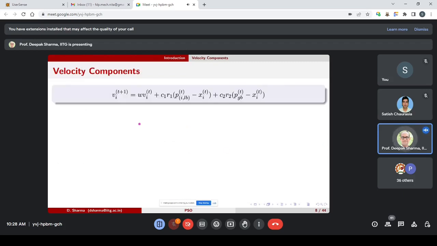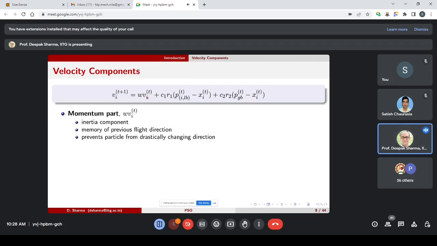Now, since we have understood that this particular velocity has three components, let us understand what those components are. Let us begin with the very first component, which is omega times v_i(t), which we call the momentum part. Why? Because this is the velocity in iteration t. With the help of this velocity, I am going to find the velocity in the next iteration, which is t plus 1. Since we are utilizing the previous velocity for the next velocity, we call it an inertia component.